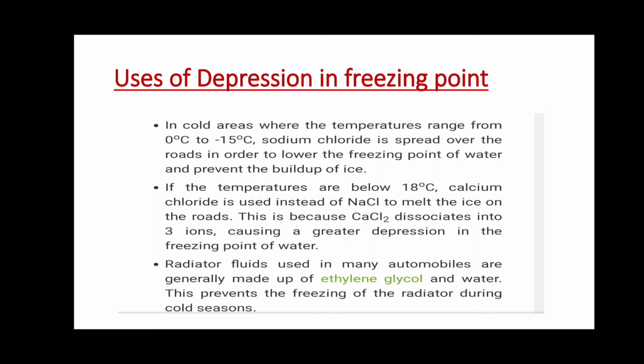In cold areas where the temperature ranges from 0 to minus 15 degrees Celsius, sodium chloride is added to lower the freezing point of the water to prevent a build-up of ice. So in order to lower the freezing point of the water in cold areas, like the Atlantic and Arctic snow areas, we can prevent the build-up of ice.